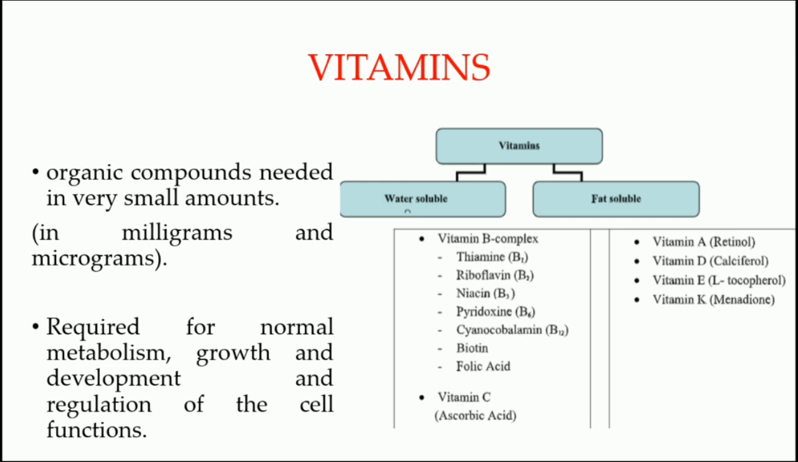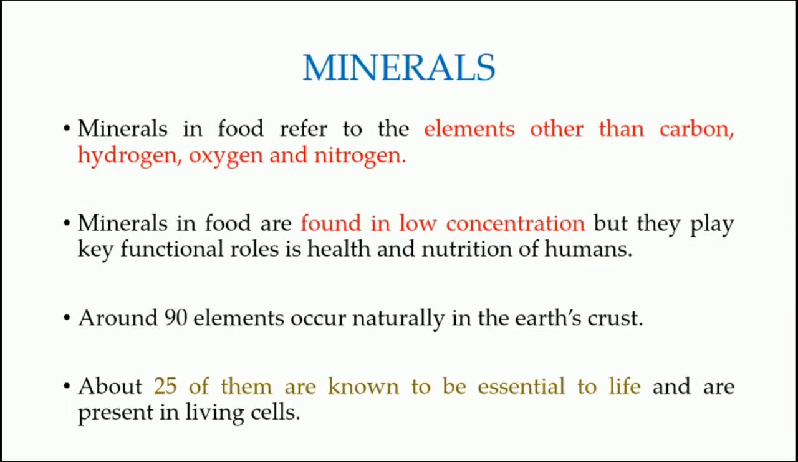Vitamins can be divided into two parts: water soluble vitamins and fat soluble vitamins. Water soluble vitamins are those vitamins which will solubilize in water. Fat soluble vitamins are those which will be stored in fat. The examples given for water soluble vitamins are vitamin B complex and vitamin C, and fat soluble are vitamin A, D, E, K. The water soluble vitamins are excreted from the body with urine and sweat. So it is important to consume food rich in water soluble vitamins because they are constantly being excreted out from the body. Next, we have minerals.